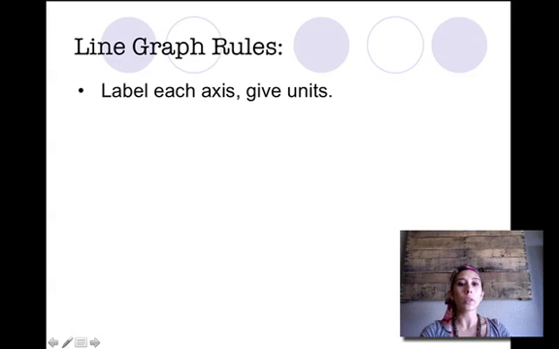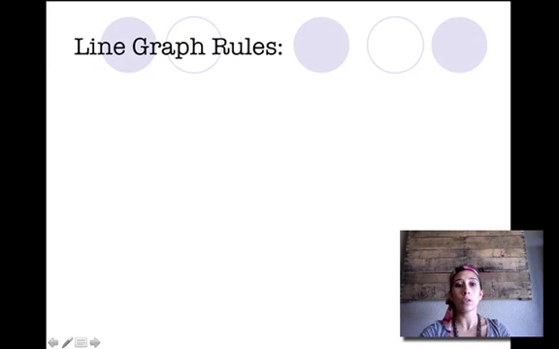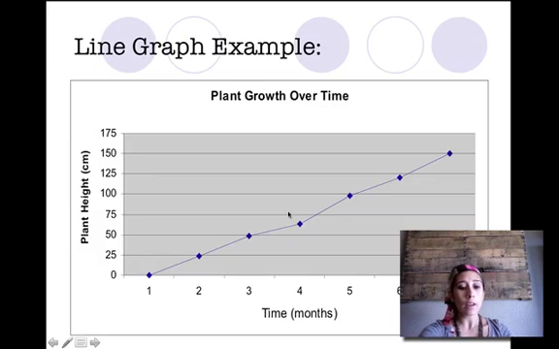So a few things with line graphs: make sure that you label every axis, your y and your x axis, and you give the units. If you look back at this graph, I have my units, right? I have the time, which is given in months in this case, and we have our unit of centimeters.